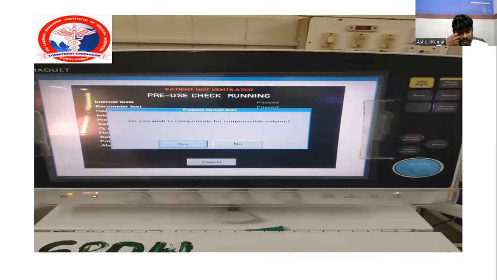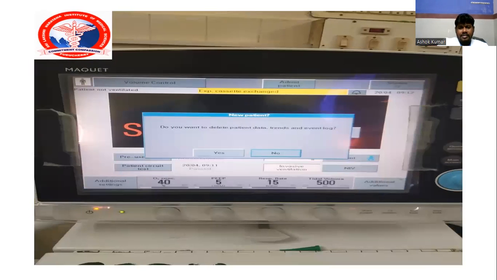Then, do you want to compensate for compressible volume or connect? Either compensate for compressible volume by connecting to the compressor or directly connect to the compressed gas supply, by clicking S button. Then, do you want to delete previous old patient data trends? If you want to proceed, yes, otherwise no. For all new patients connected to the mechanical ventilator, we want to check the data for the ventilation to know the details of the mechanical ventilator system, by clicking S button.